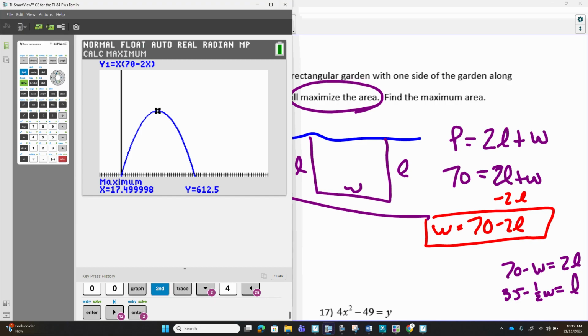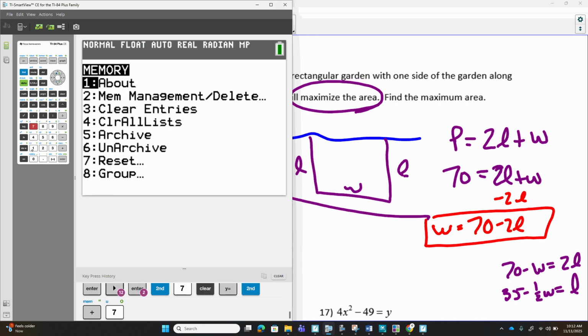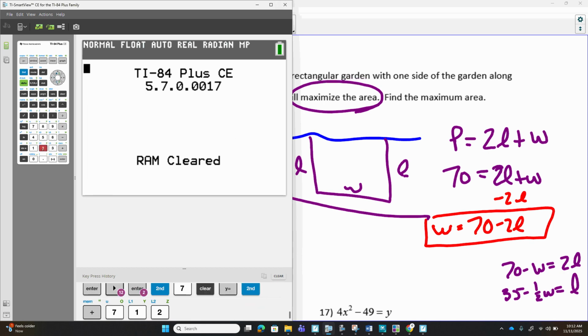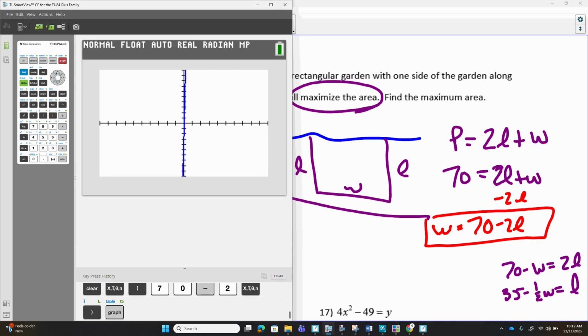First thing I'm going to go ahead and clear my calculator. All right, so go to y equals and type it in. X parentheses 70 minus 2x, close parentheses. Graph it. Now, as Peyton says, there is a line right there.